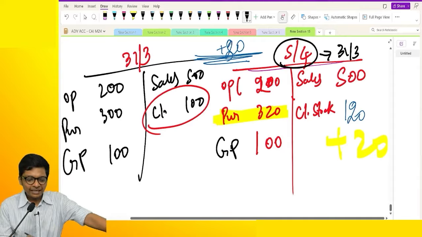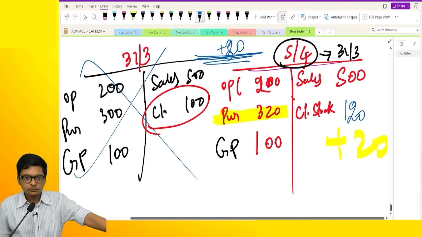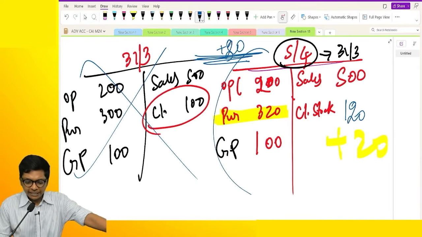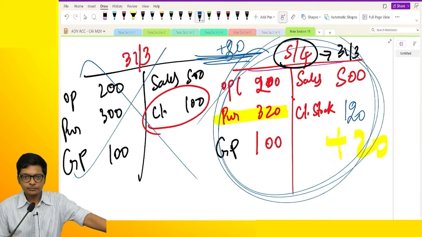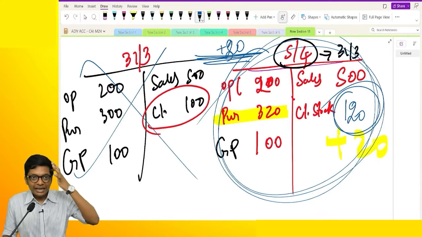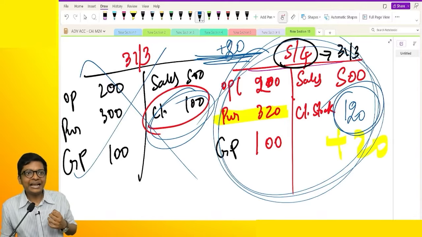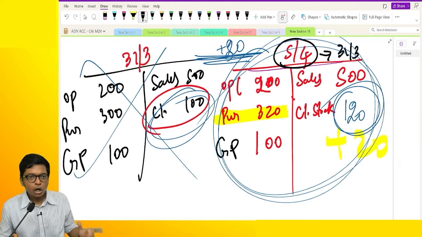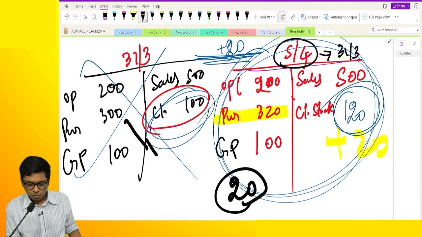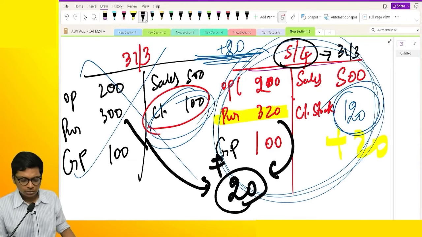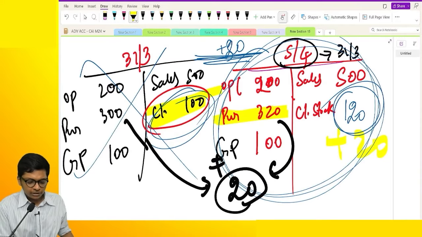Now in the exam, he will give only this. He will give this closing stock, any one of them, and he will tell you the purchases that took place after the year ending is 20. Correct? Following, guys? How to find this closing stock?